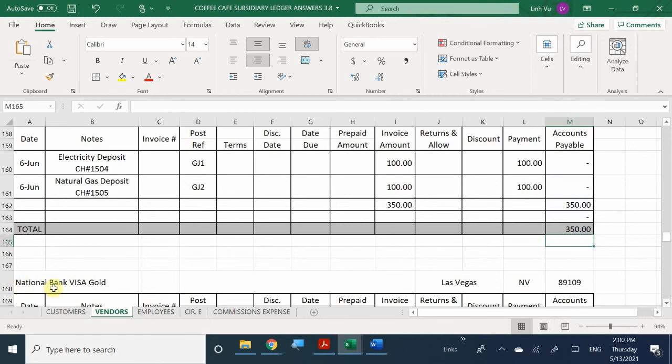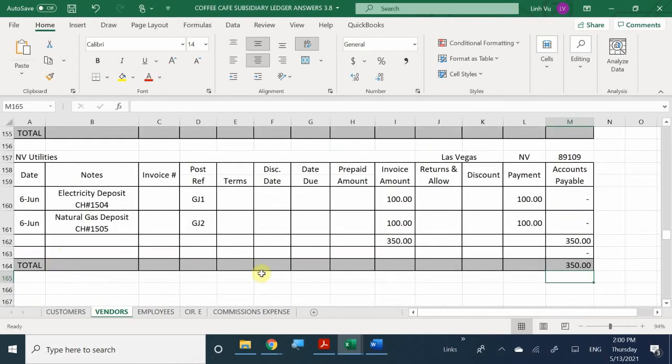So if I owe $350, and I end up owing another bill of $500, it's just going to tally them up and add them together. So now, in general, I owe NV Utilities a total of $850. So that's how I'm building my table, and that's how I want you to look at it as well.